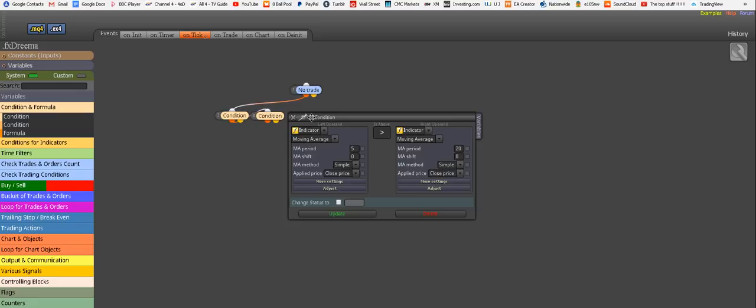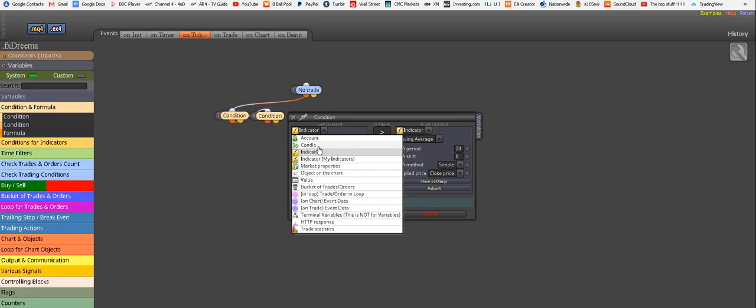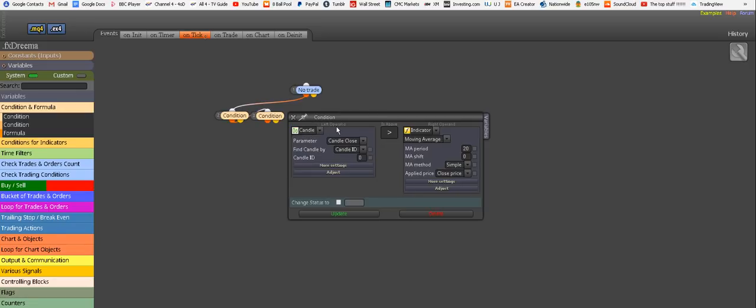Now, instead of indicator, we need to choose a candle there. And this is very important. This number 0 here identifies which candle we are talking about. If it is 0, like it is now, that means it is the current candle, the candle that is not finished drawing on our screens. And remember, we're talking about 5-minute charts, so each candle needs a full 5 minutes to close.